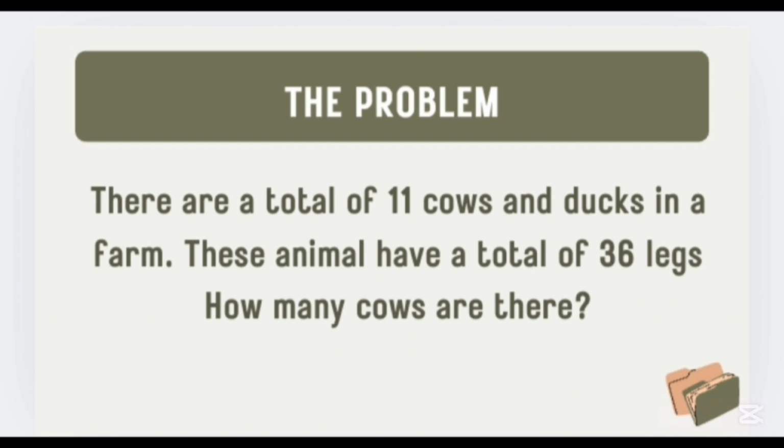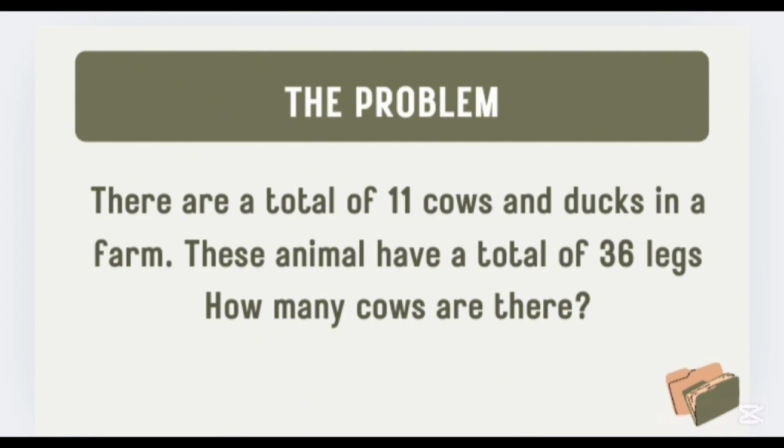So okay, let us read our next problem. There are a total of 11 cows and ducks in a farm. These animals have a total of 36 legs. How many cows are there?